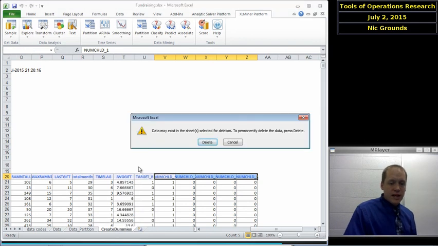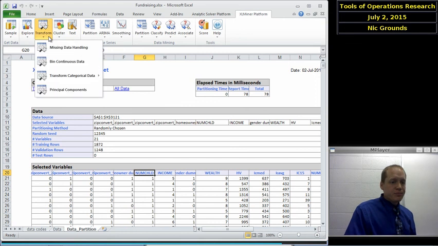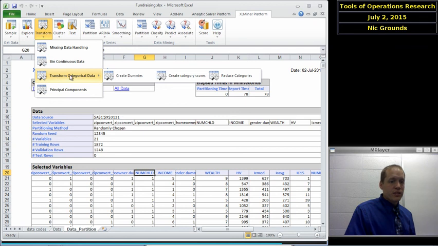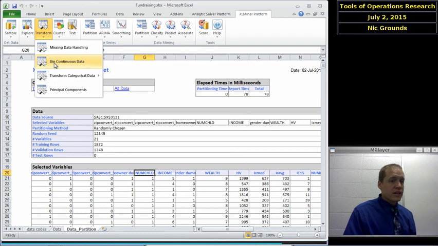So I'm going to delete that tab and go back to our data partition. All right. What was that under again? So to do that, I went to the transform button, and in this case, I was wanting to transform categorical to numeric. So transform categorical data, and the technique we'll always use for this class is dummy variables, so create dummies. If I had numeric data that I wanted to transform to be categorical, if you remember we called that binning, here's the option for that. Bin continuous data, continuous meaning numeric.